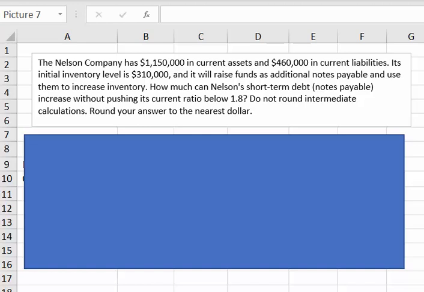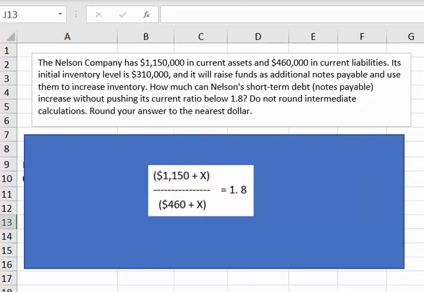And as you solve this, they say don't round to any intermediate calculations and round your answer to the nearest dollar. Okay, so now, if you wanted to solve this one with algebra, this is the approach I think you should use.